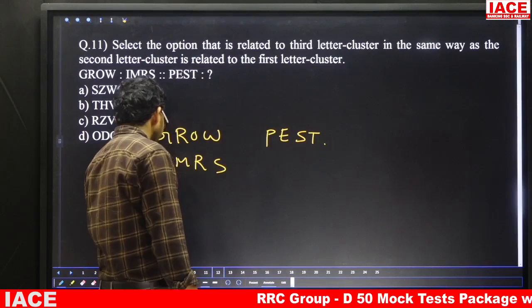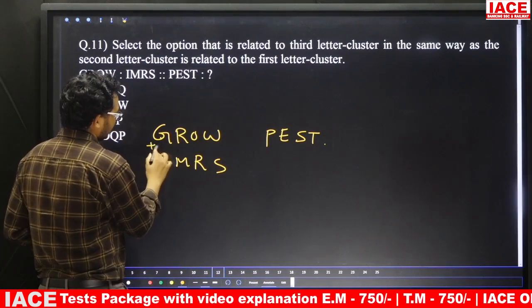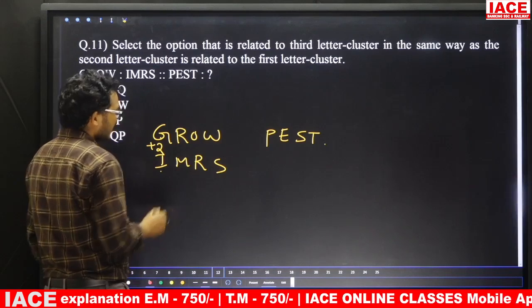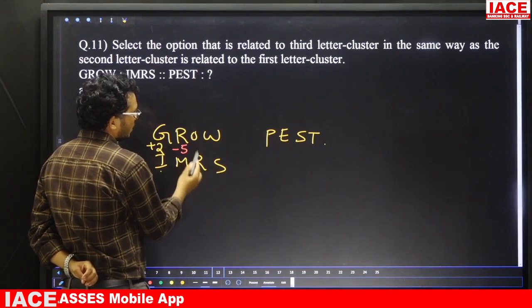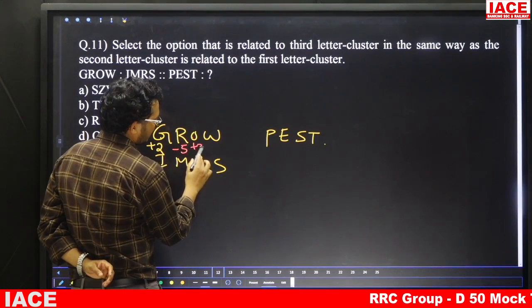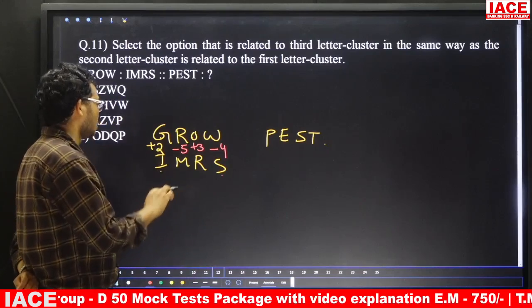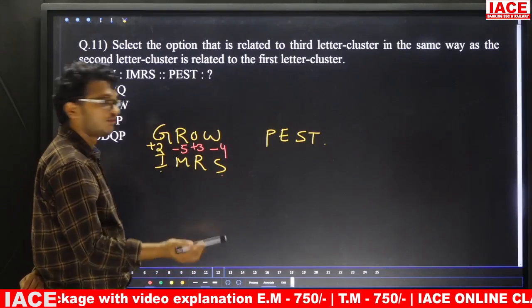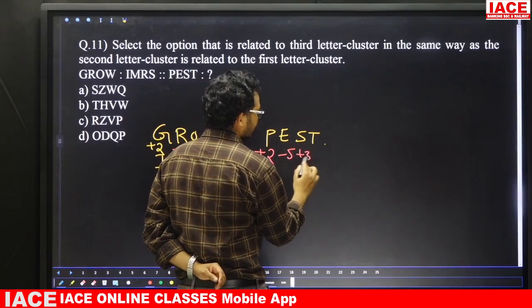Friends, once observe the series. Here G and I logic is what? Here +2. Next R and M logic is what? Here -5. O and R logic is what? Here +3. W and S logic is what? Here -4. That means the logic is +2, -5, +3, -4.